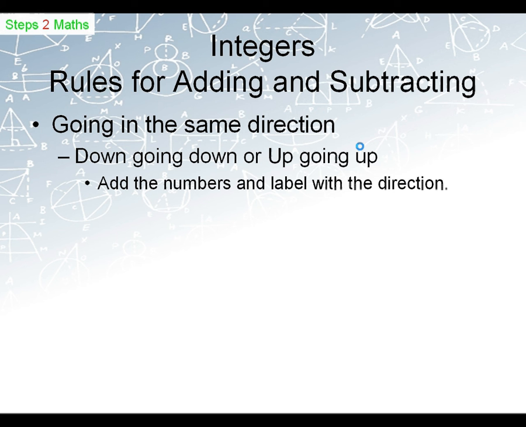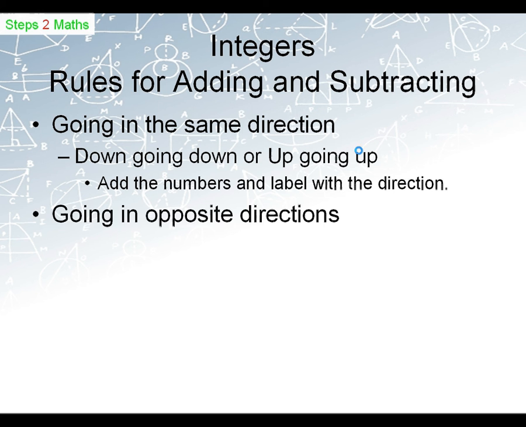Okay, so if you're 5 behind and you go another 10 behind, you're a total of 15 behind. If you're 5 up and you go another 10 up, you're a total of 15 up. So the rule for adding, if you're going in the same direction, is you add the numbers and you label with the direction that you have.